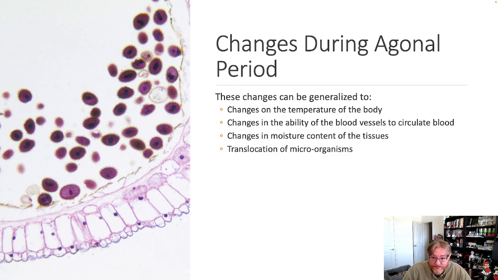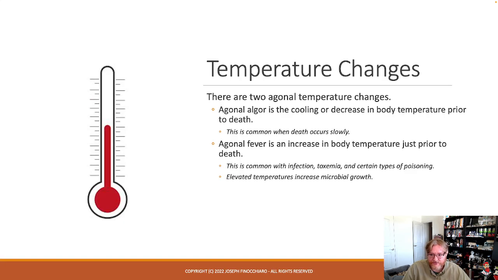These changes can be generalized to changes in the temperature of the body, changes in the ability of the blood vessels to circulate blood and other liquids, changes in moisture content of the tissues, and translocation of microorganisms.